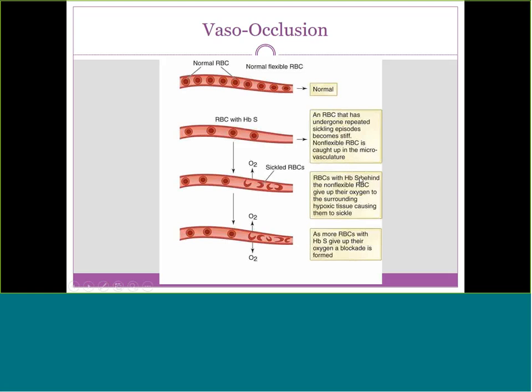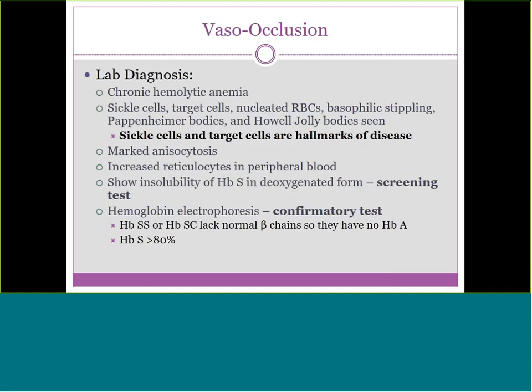So it says red cells with hemoglobin S behind the non-flexible red cell give up their oxygen. So again, as it loses oxygen and saturation drops to less than 85%, it will sickle. And then as it sickles, it will form a blockade. So that's just what it's showing you. That's what vaso-occlusion really is. That's where the hemolysis part comes in and all that good stuff.